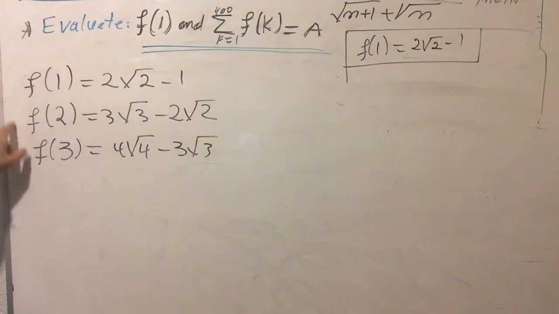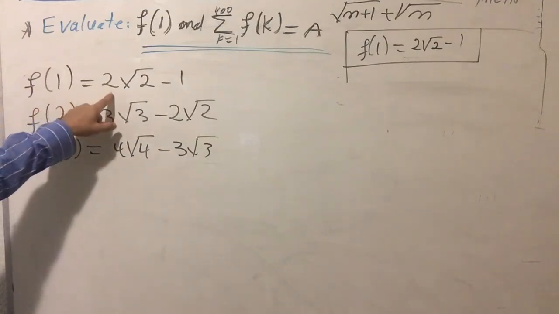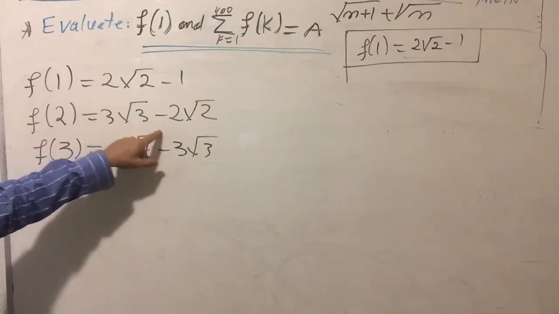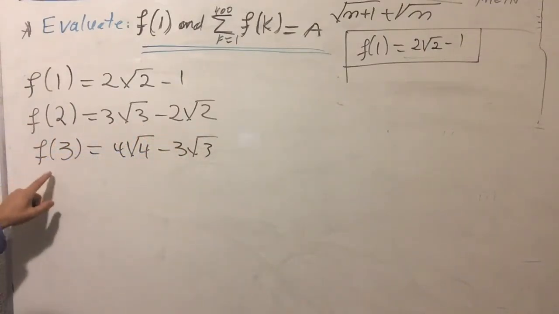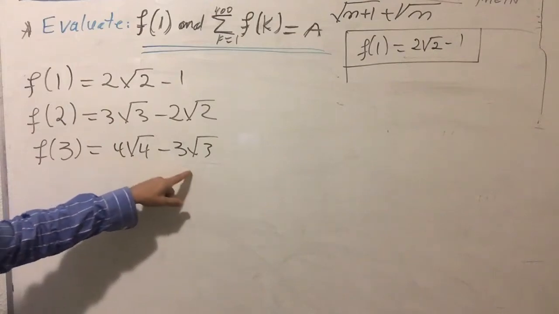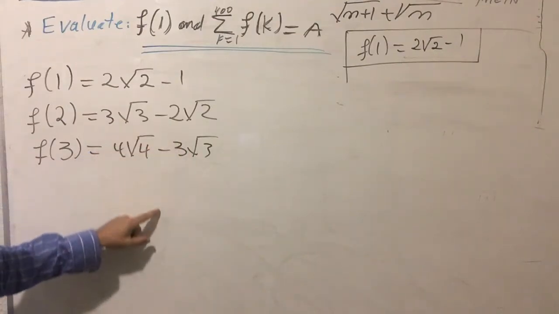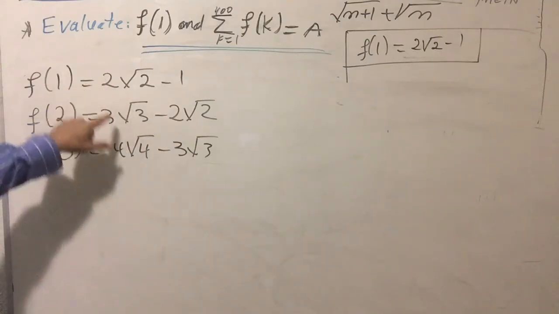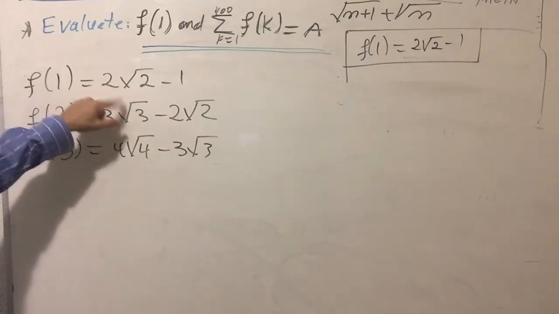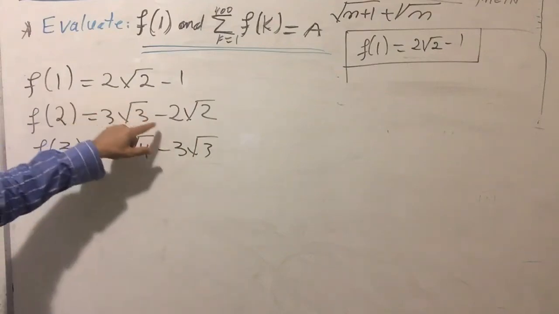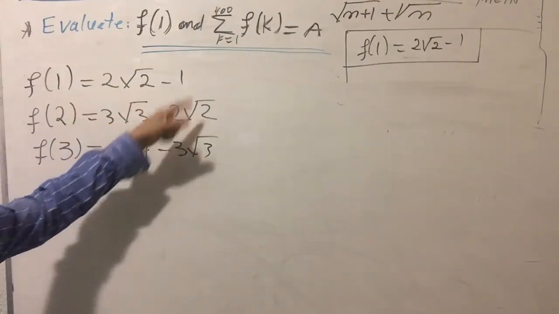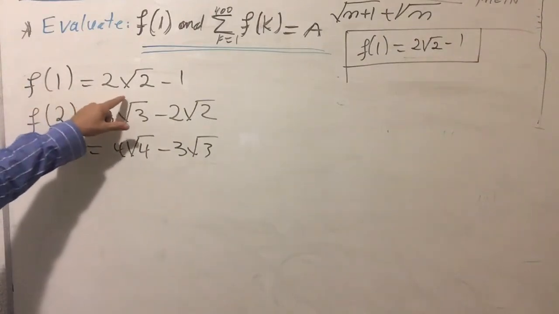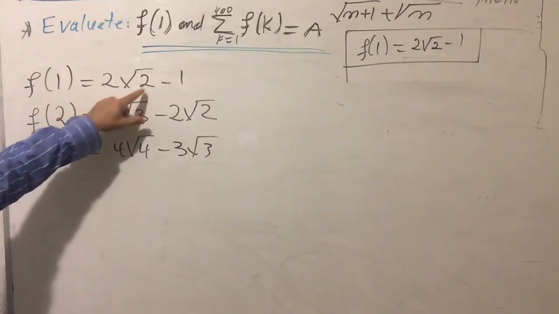We have calculated these terms. We found the first term equal to square root of 2 minus 1. f of 2 equals 3 square root of 3 minus 2 square root of 2. f of 3 equals 4 square root of 4 minus 3 square root of 3, and so on and so forth until you get the last term. If you take a look again at these terms, each term will be cancelled by the next following term, because these terms are written in the form of 2 numbers.